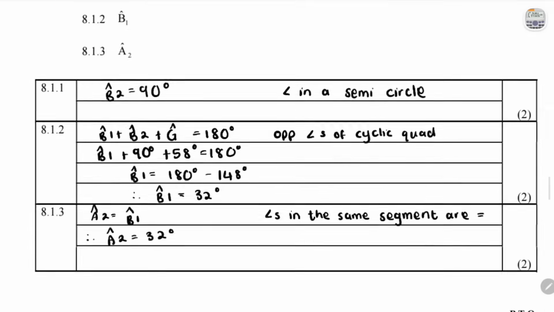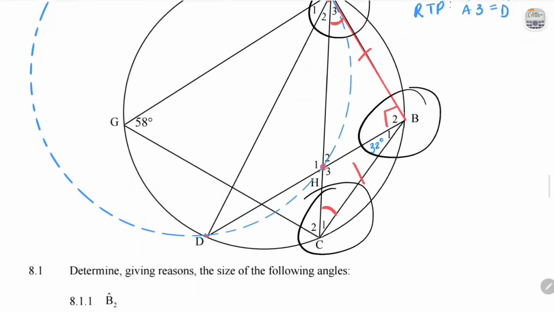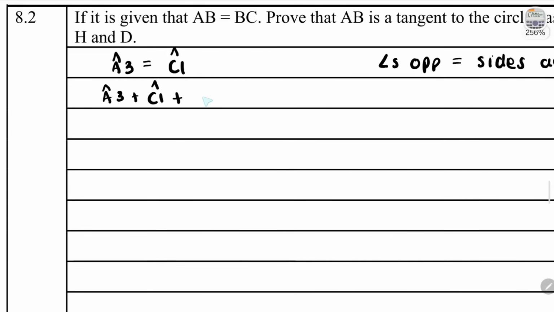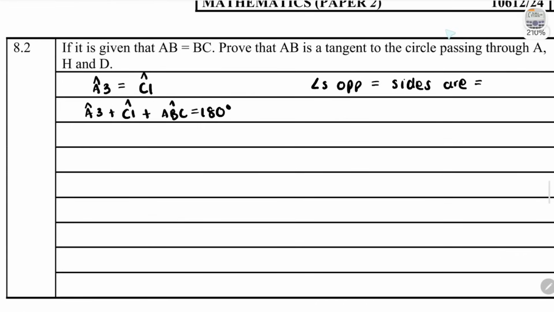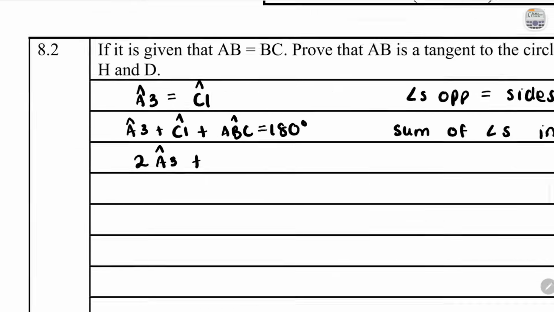So that's angle A3 plus angle C1, and then we can just call this angle ABC. Okay, so we know that angle ABC, that they give us 180 degrees, and this is because of the sum of the interior angles in a triangle. Okay, so adding these angles, angle A3 plus angle C1, they're exactly the same. So we'll just call them in terms of angle A3. So that's angle A3 plus angle A3, and that makes 2 angle A3, double of angle A3 plus angle ABC.